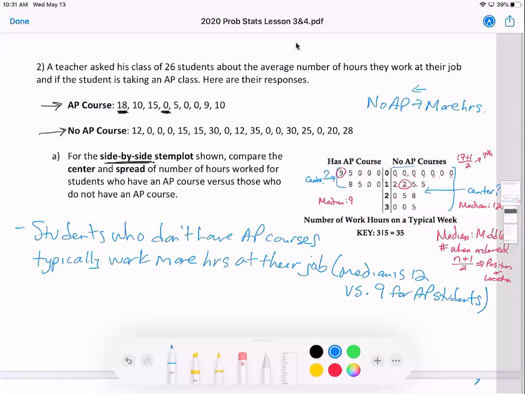It might be because they want to work a lot of hours, so they don't have time for AP classes. Or maybe they decided to not sign up for AP classes because they wanted to get more hours. So whatever the direction is, we can say that the students who aren't in AP classes work more hours. We don't know why that is. Obviously, you need to ask them and see. But that would be comparing the center.